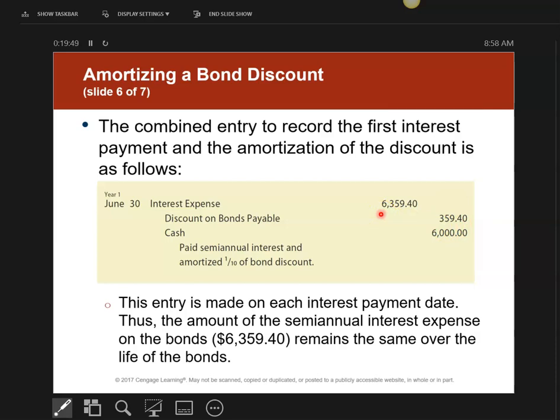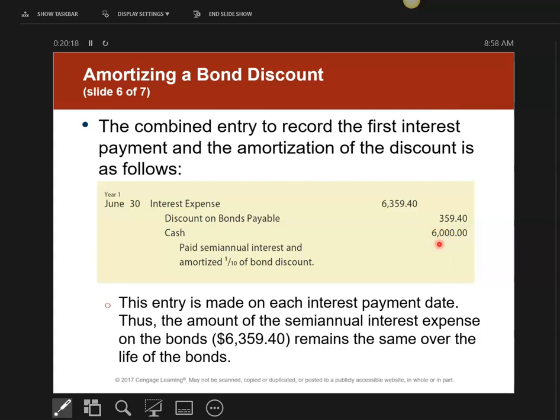So here's something to write down. When I'm discounting a bond, interest expense will always be higher than the interest payment. This is the interest payment. This is the interest expense. So I'll say that again. When I'm discounting a bond, or when I have a bond discount, the interest expense is always higher than the interest payment.